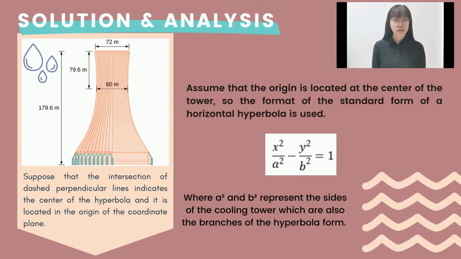Based on the diagram above, suppose that the intersection of the dashed perpendicular lines indicates the center of the hyperbola. Assume that the origin is located at the center of the tower, thus we will use the standard form equation of the horizontal hyperbola. The equation of the hyperbola is x squared over a squared minus y squared over b squared equals 1, where the sides of the cooling tower are the branches of the hyperbola.